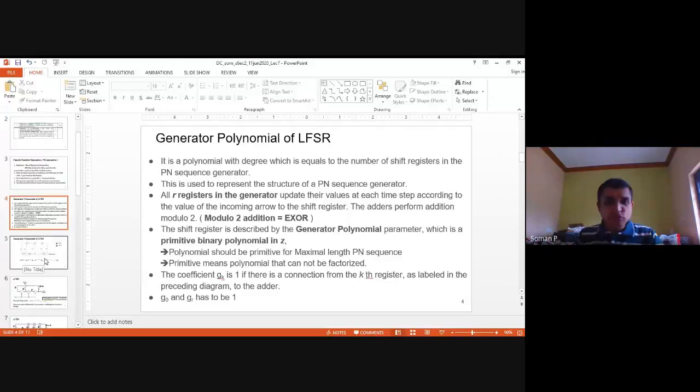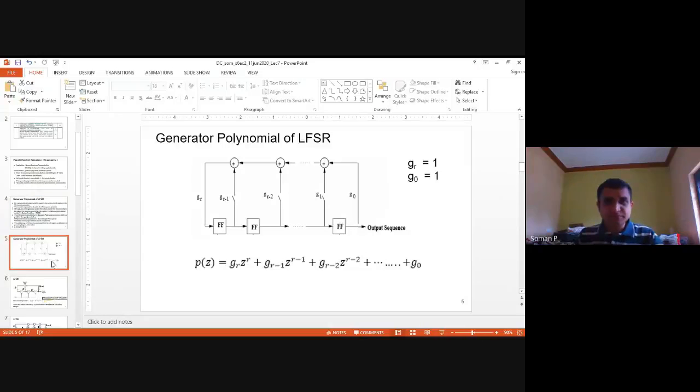And the generalized polynomial, I'll give you 2 minutes to read through this. The third point you may not understand now, I'll show in the next slide. Okay, I'll go to the next slide. So this is the general structure of the generator polynomial and the corresponding circuit for an LFSR. So these plus are actually XOR gates.